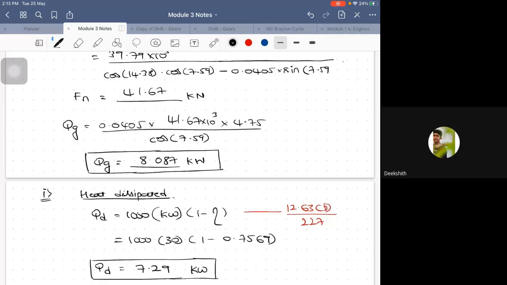Yes, sir. Q heat generated is 8.087 kilowatts of heat being generated. But dissipated is 7.29 kilowatts.